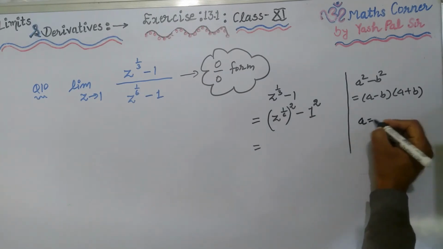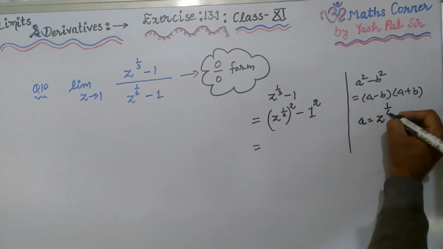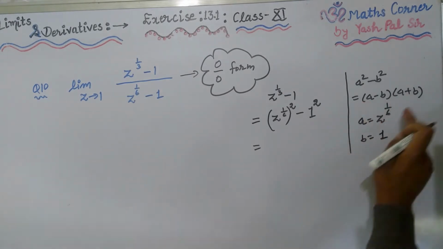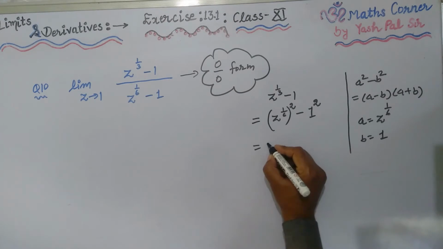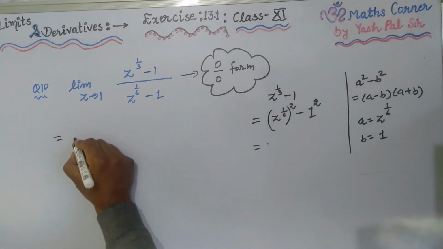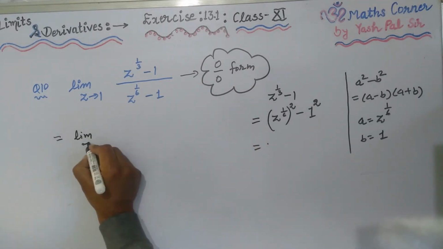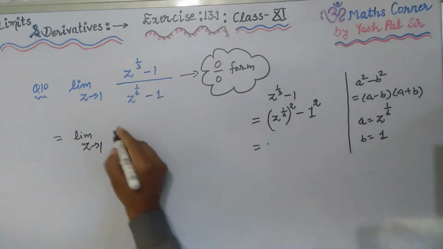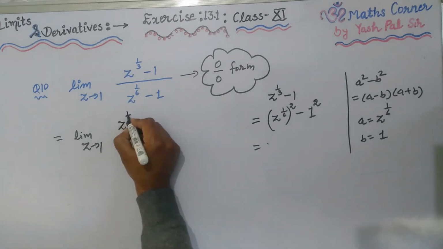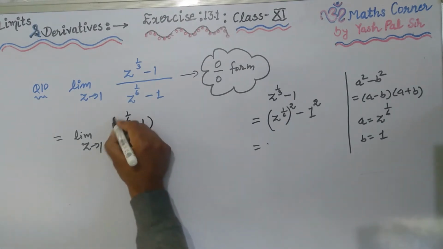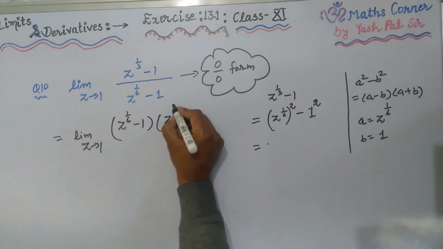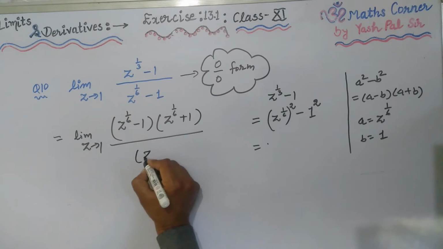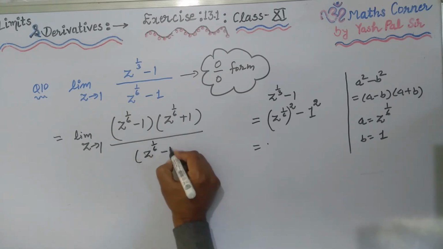What is a? A is equal to z raised to power 1 upon 6. And what is b? B is equal to 1. So a minus b into a plus b. So we are writing here, this is equal to limit z approaches to 1, a minus b, that means z raised to power 1 upon 6 minus 1, into a plus b, z raised to power 1 upon 6 plus 1, whole divided by z raised to power 1 upon 6 minus 1.